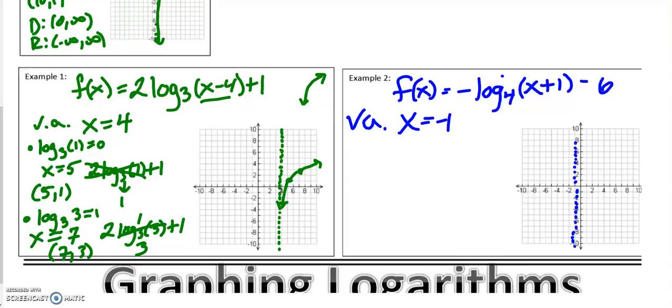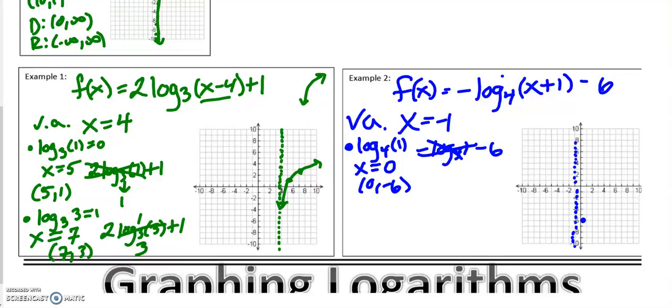Next thing, I think about my log properties. I want log base b of 1, so log base 4 of 1. The x value I need in order to make that happen is an x value of 0. So I go ahead and I plug in 0. That gives me negative log base 4 of 1 minus 6. I know all of that goes away, so I get (0, negative 6). So I go to (0, negative 6) and put my dot.